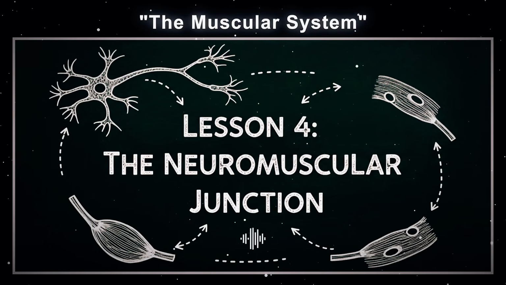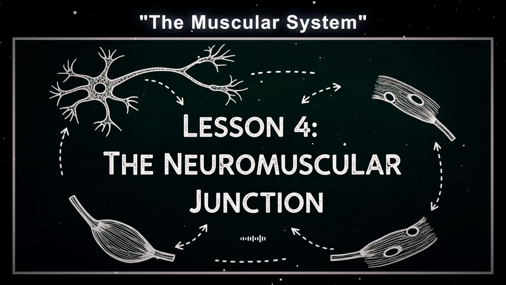This process, the successful transmission of the signal, creates the electrical wave on the muscle surface. This wave is called excitation. But excitation is only the first half of the story. The muscle is now electrically excited, but it hasn't physically moved yet. The filaments inside haven't slid. We have the spark, but we do not yet have the fire.